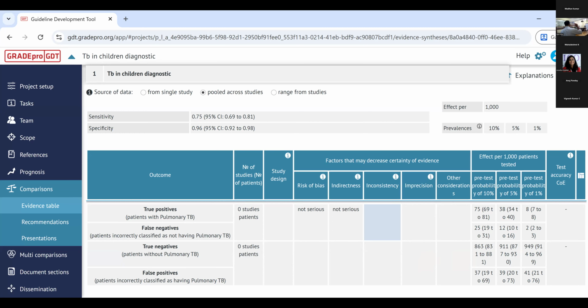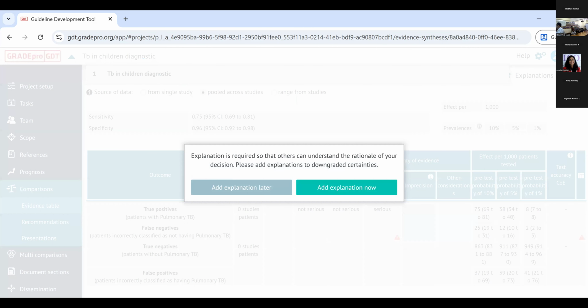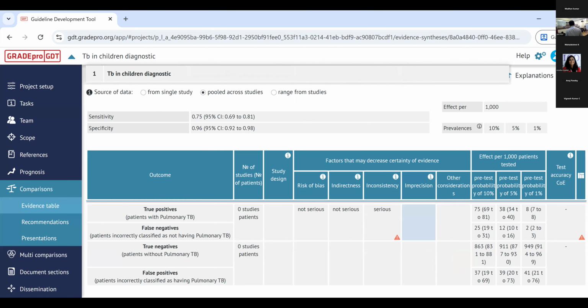Now, inconsistency between the studies. I don't know if you remember the previous forest plot that we showed. There were some studies without overlapping confidence intervals and they were shifting. So we would probably downgrade for inconsistency because for some of the studies the confidence intervals are not overlapping. Okay, imprecision. By and large, for most of the studies the confidence intervals are overlapping. So we would probably not downgrade for imprecision.